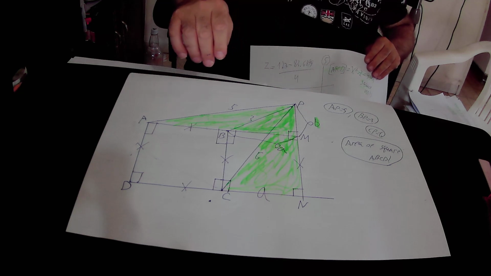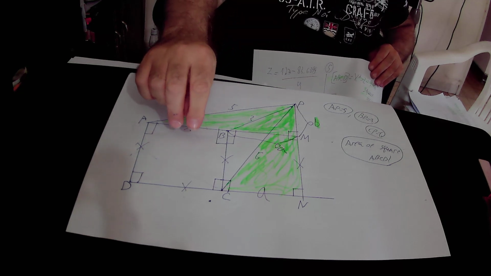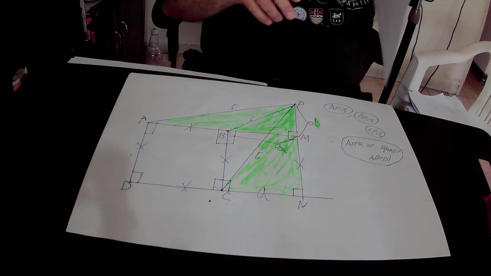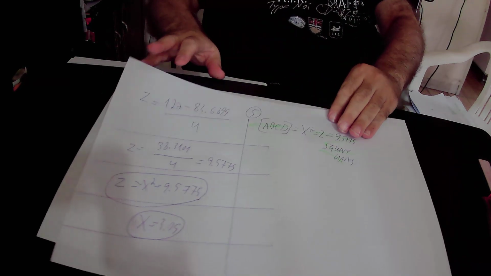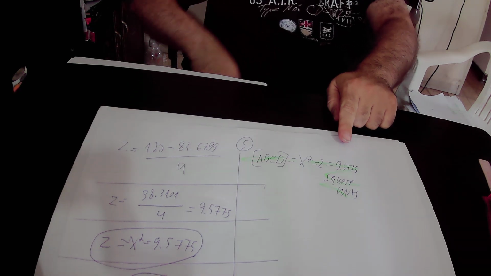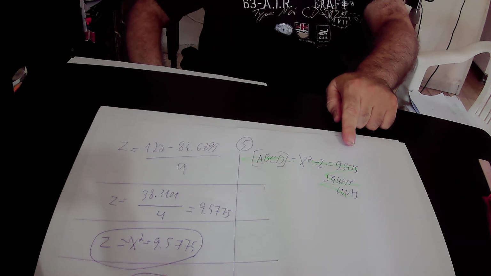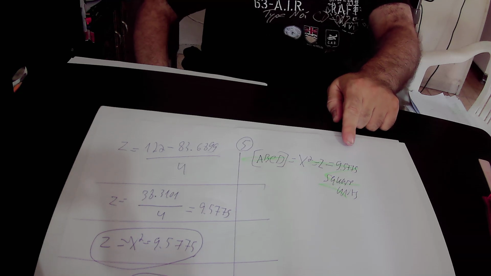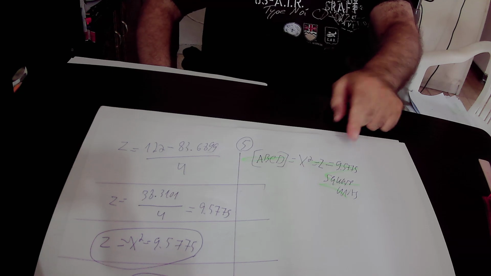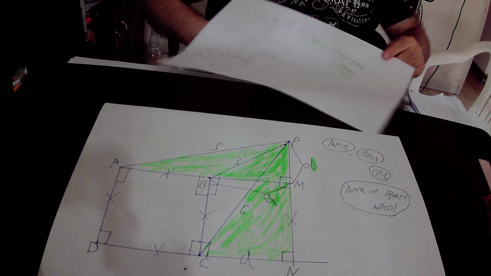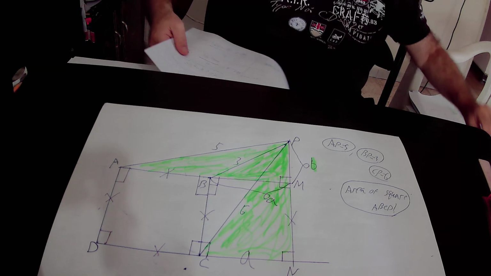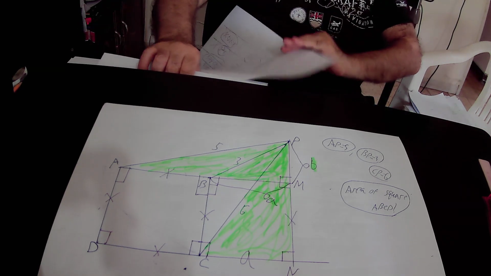And what is the area of square ABCD? The area of square ABCD equals x squared. So the area of square ABCD, that is equal to x squared, that is equal to z, which we just found out is equal to 9.5775. That is to say, the area of square ABCD equals 9.5775 square units, and that is the answer to the question. We finish with the first question, then I present to you the second question.